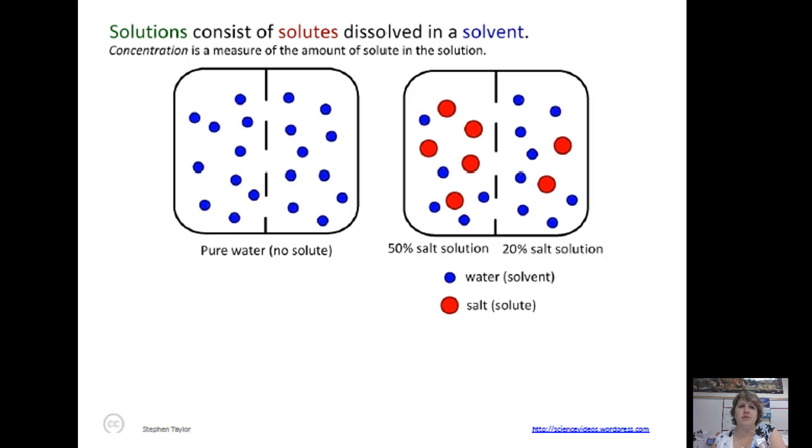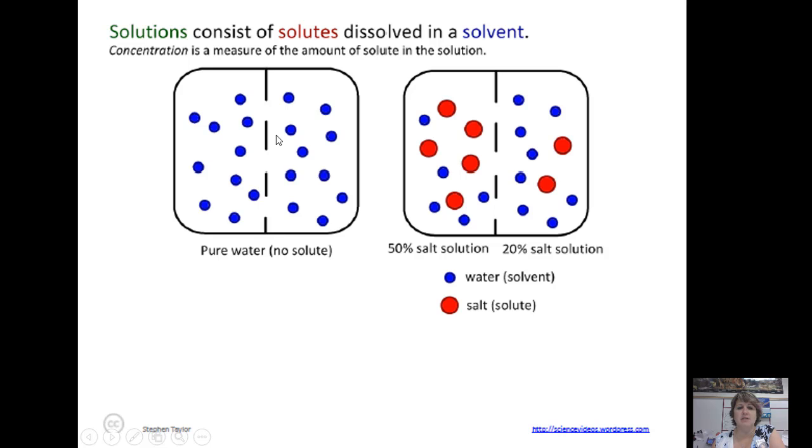All right, so let's review solutions. So remember that solutions consist of solutes dissolved in a solvent, and the concentration is a measure of the amount of solute in a solution, and thus the measure of the solvent as well. So if you have a pure water, which is no solute, then you have 100% water. It's not a solution, such as the cell on your left here.